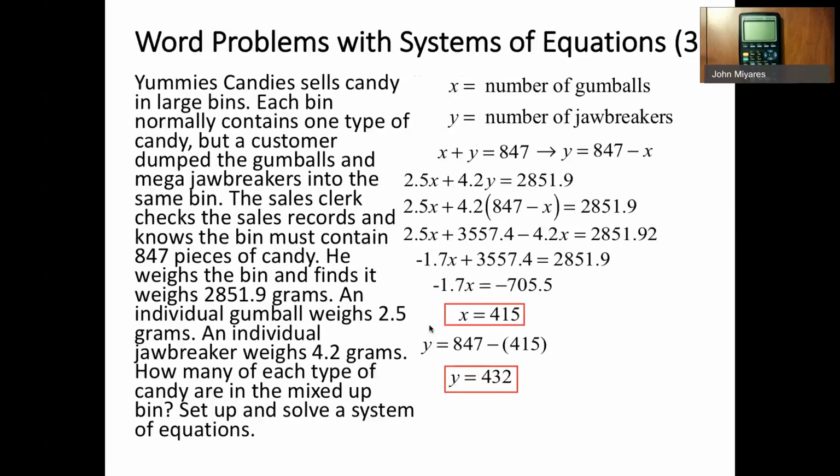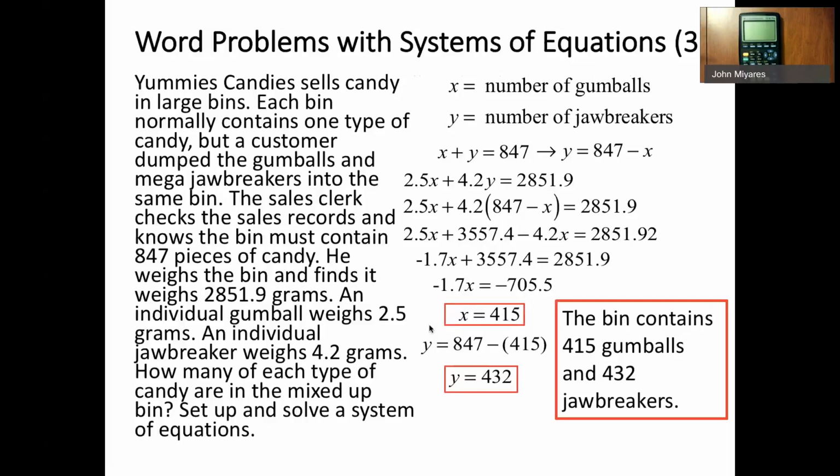From here, we want to make sure we're still answering the question which was originally asked. How many of each type of candy are in the mixed up bin? Well, the bin will contain 415 gumballs and 432 jawbreakers.